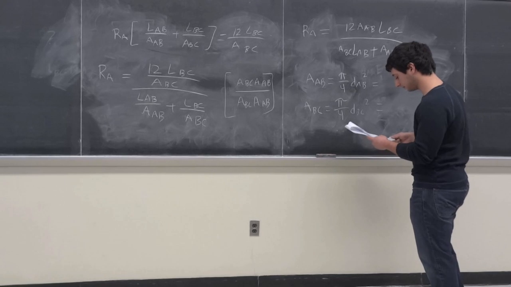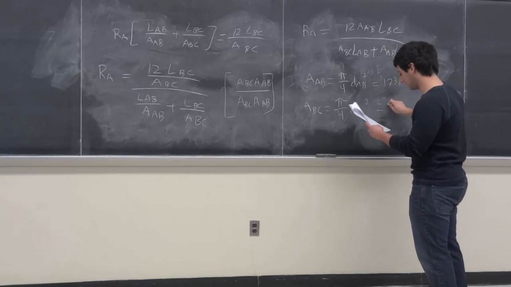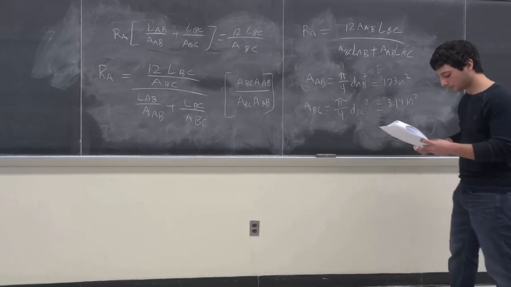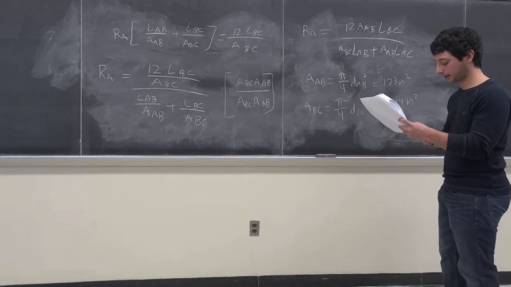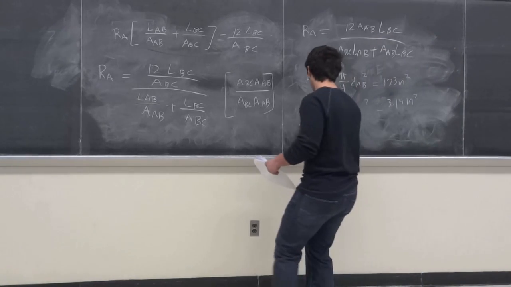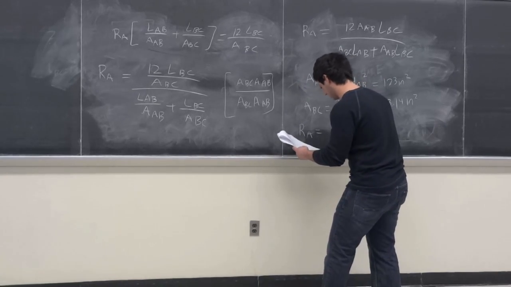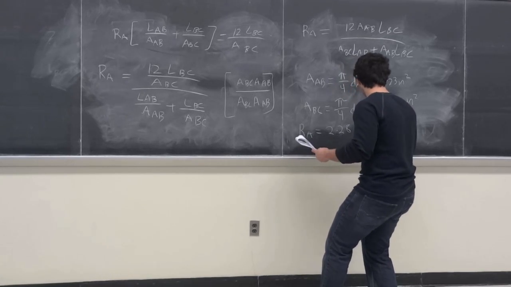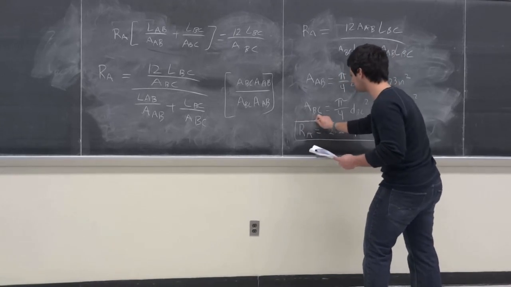All right, so for AB, it's 1.23 inches squared, and then for BC, it's 3.14 inches squared. And they give you the lengths as 15 and 25 inches. Okay, so L_BC is 15, L_AB is 25. All right, so the reaction you get, R_A, after substituting everything into here, R_A is equal to 2.28 kips. This is 2.28 kips.